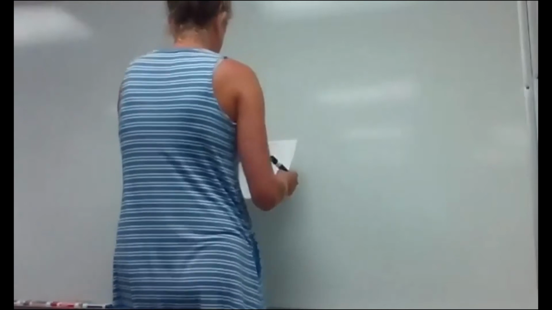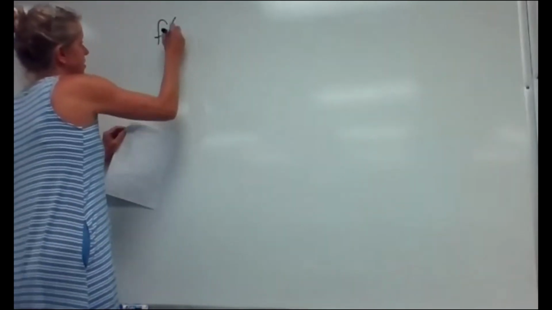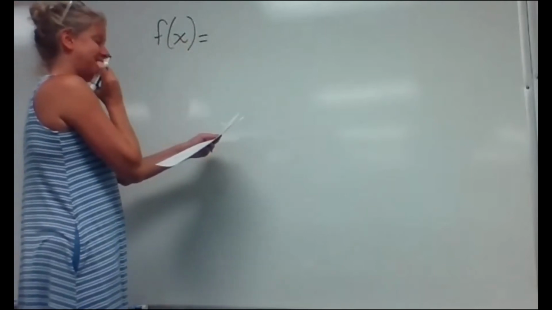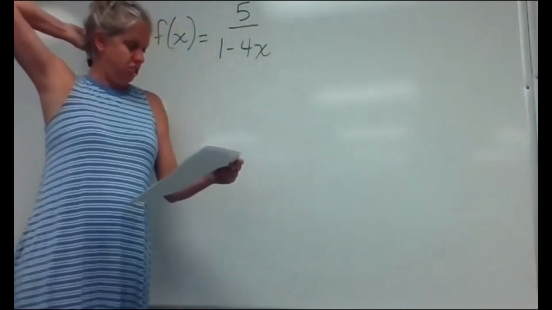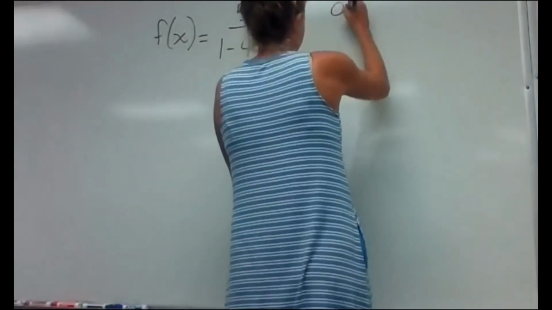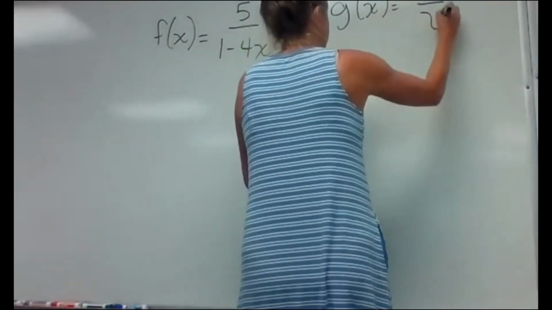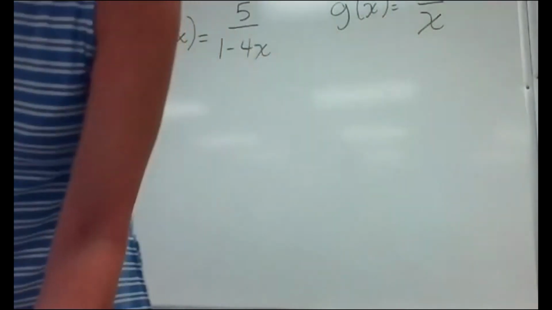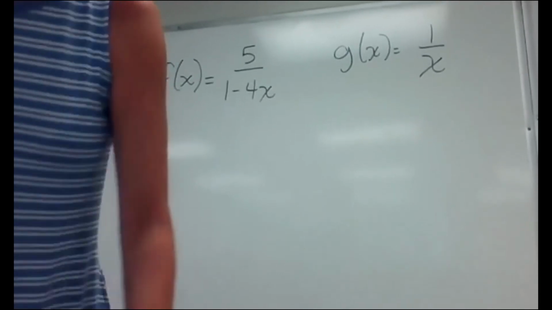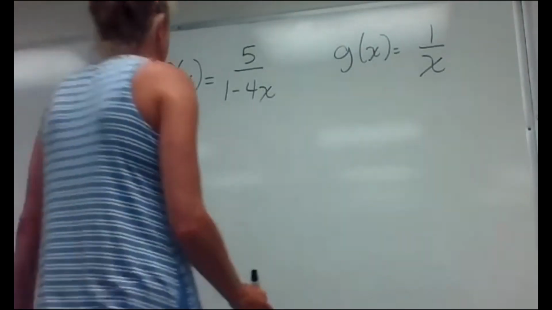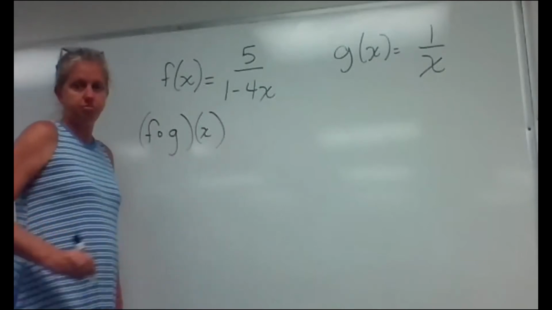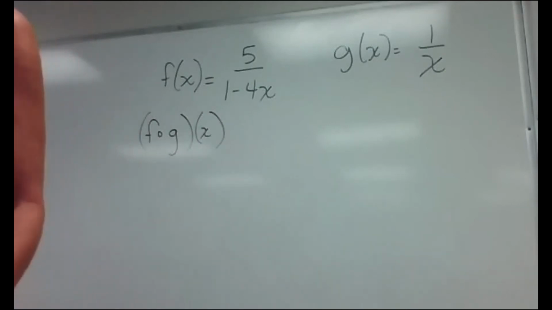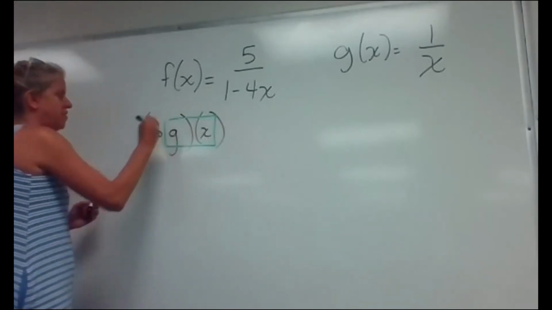All right, this one's complicated. f of x equals 5 over 1 minus 4x. g of x equals 1 over x. All right. First thing we're finding is f of g of x. Just like always, we'll start right here in the front. g of x.